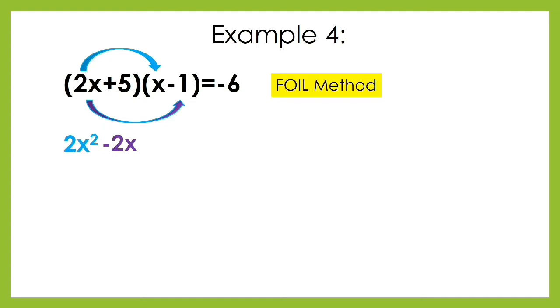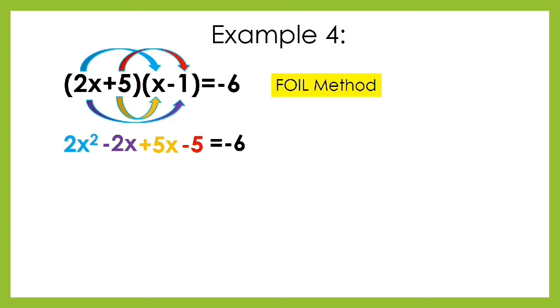Next is inner. We multiply the inner terms, which are 5 and x. The product is positive 5x. And last, we multiply the last terms, which are 5 and negative 1, which is negative 5. Then copy equals negative 6. The next step is to add the similar terms.